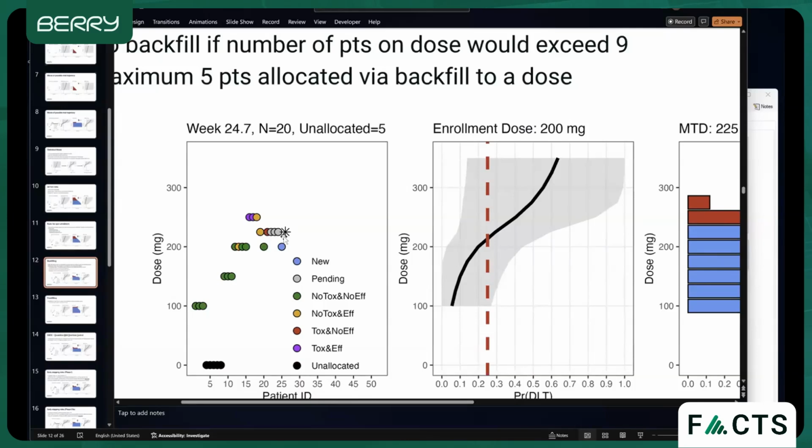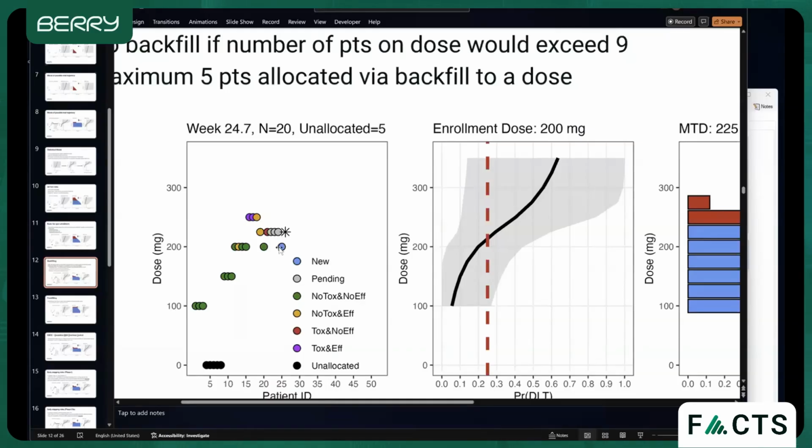And again, this patient could just be lost, not lost, but sort of put on a waiting list to receive a treatment. But what we did here was we backfilled this patient to 200 milligrams. And we did that because we had previously investigated 200 milligrams, and we thought 200 milligrams is sufficiently safe.